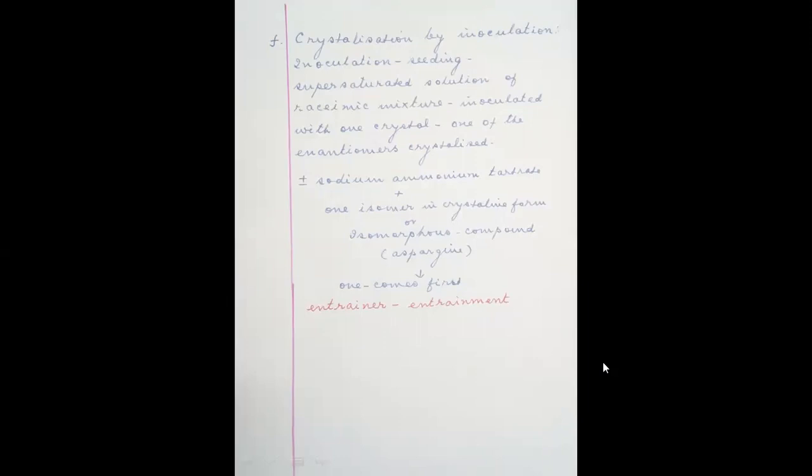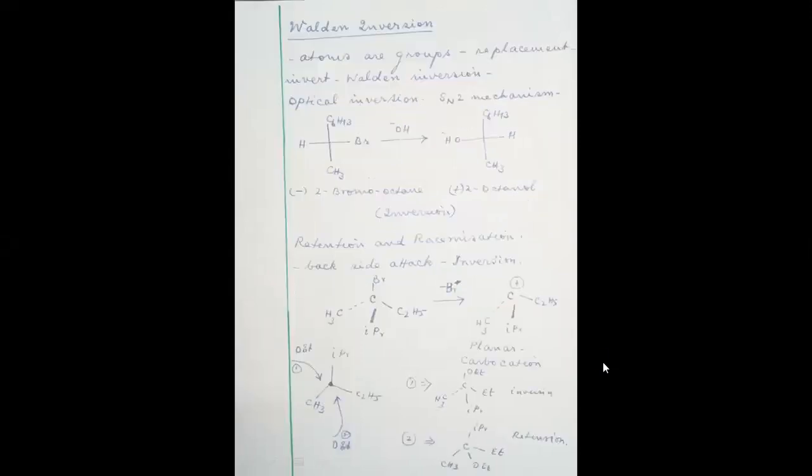Say, for example, plus or minus sodium ammonium tartrate, and you put one particular isomer in crystalline form. Say, for example, asparagine, which is isomorphous with the minus compound. And then what happens? All the minus compounds will get precipitated first. They will get crystallized first. Now, the seed crystal, which is used to initiate the crystallization, the inoculation, is called the entrainer. And this process is called entrainment.